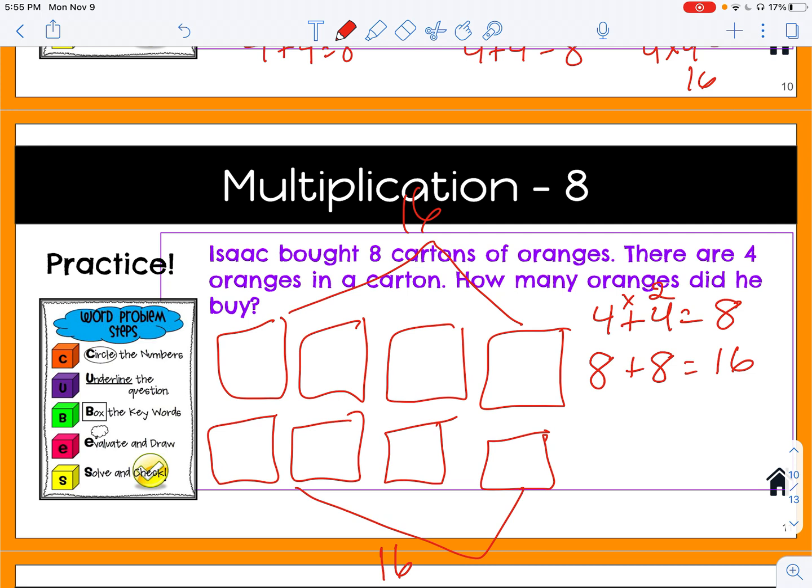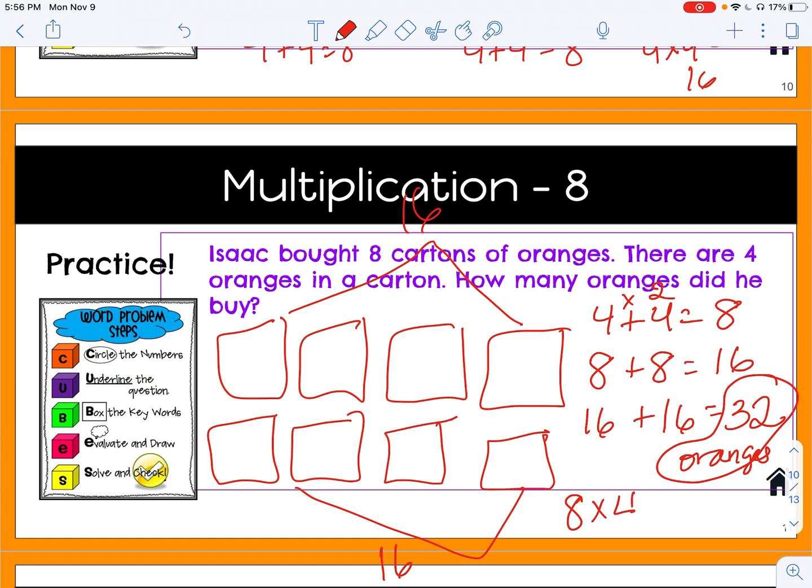And now we're going to double that. So 16 plus 16, and you're going to get 32 oranges. So going from what you know, your 2s, 4 plus 4 is 8. You know 8 plus 8 is 16. You might not know 16 plus 16, but you're going to get there. So we know that 8 times 4 equals 32.